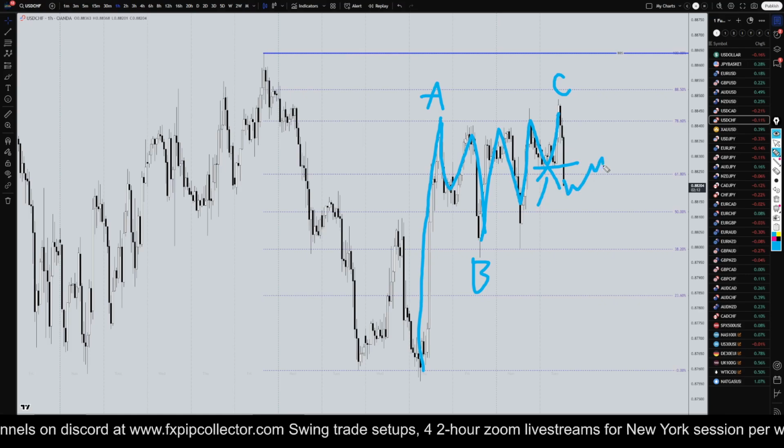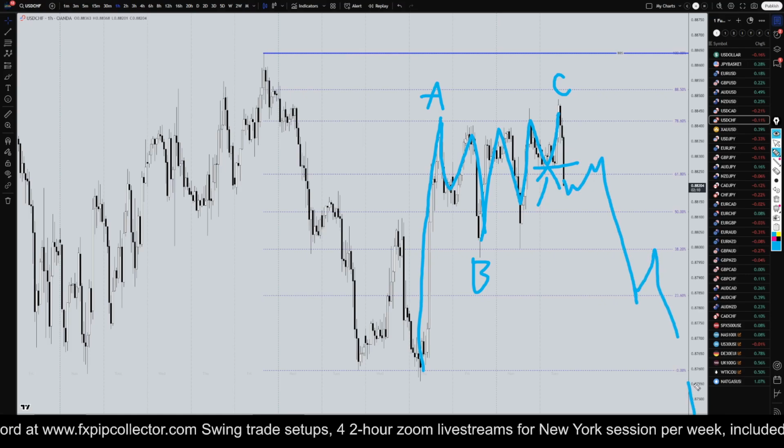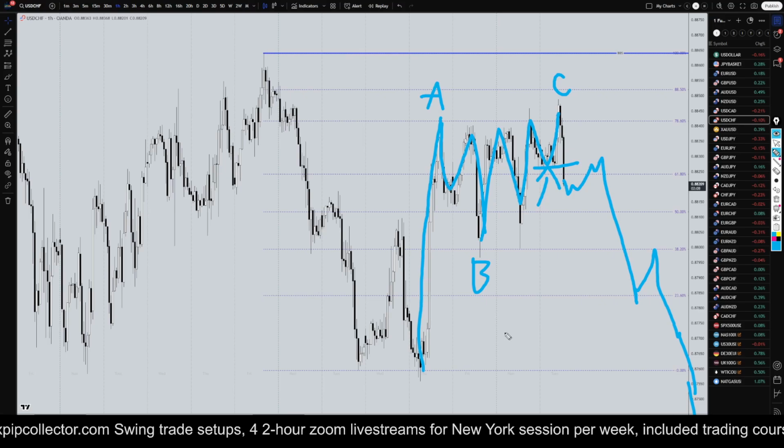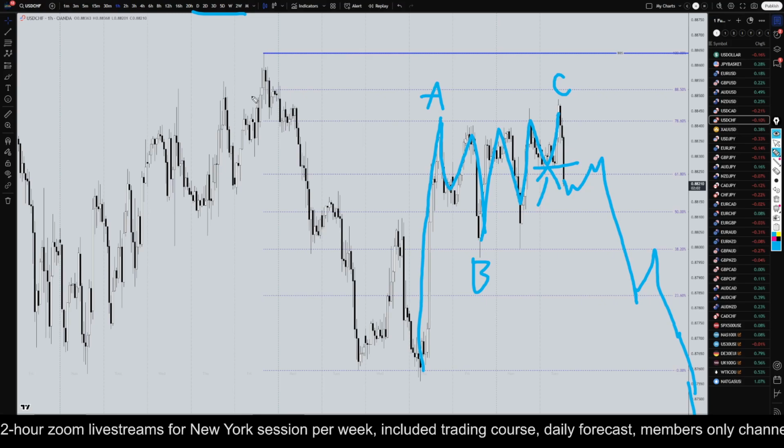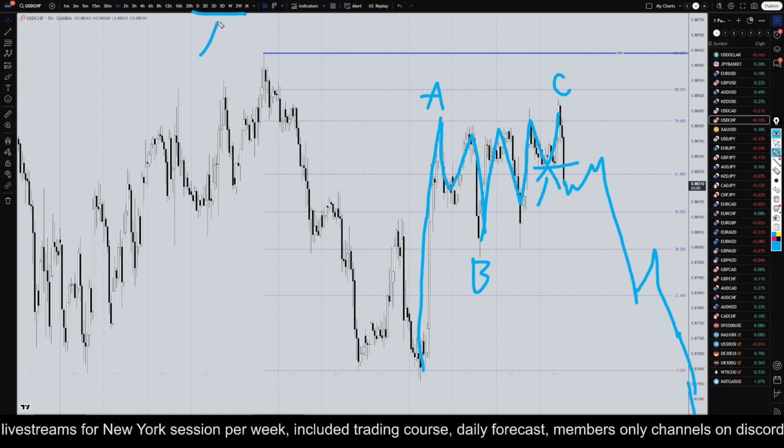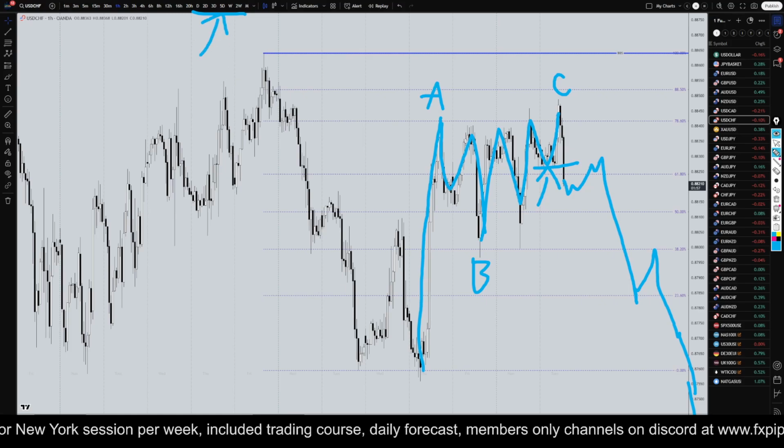I would assume there's a pretty good chance that it is going to now be making lower lows, lower highs, especially with the fact that the higher time frames are very clearly in a big downtrend. So the trend is your friend. Higher time frames are down. Shorter time frames. Primary focus, as always, should be trading with the higher time frame trend.